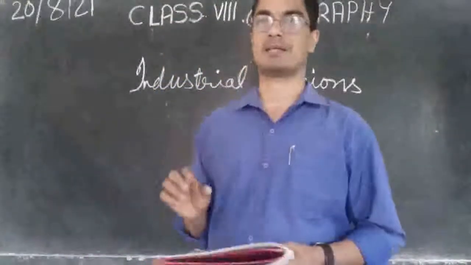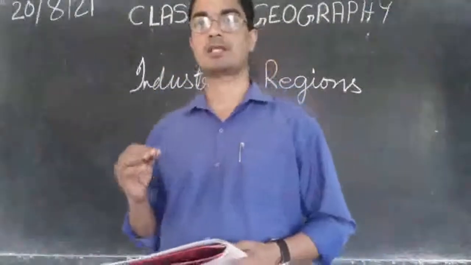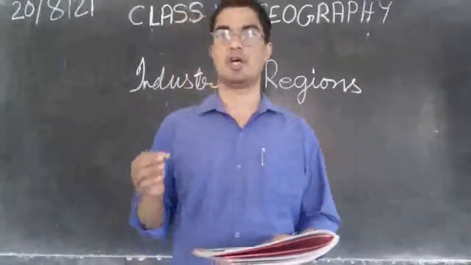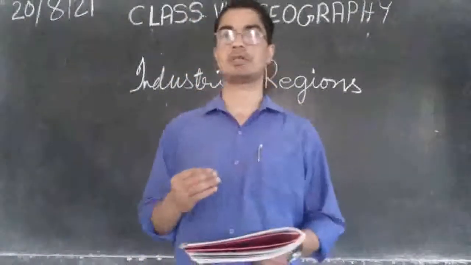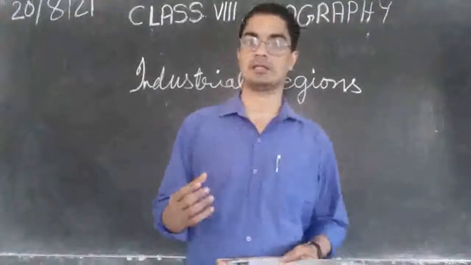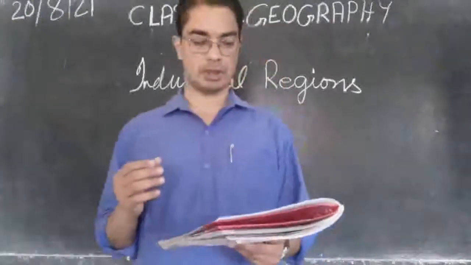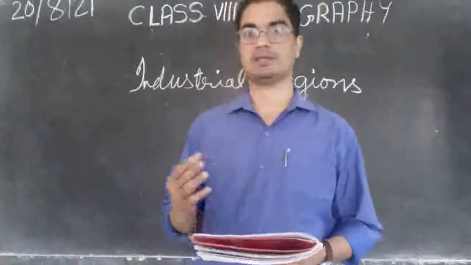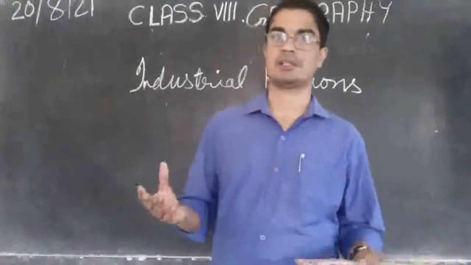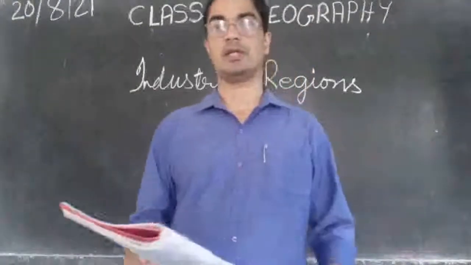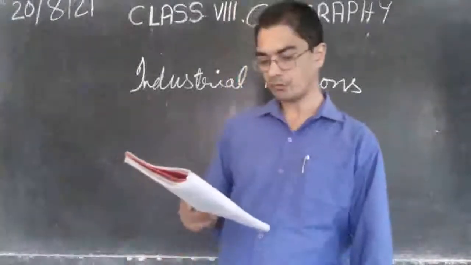Let us see some examples where people suffer because of industry. People have suffered, they have lost their life, they have lost their health, and so on. Let us see some of the industrial disasters. Disaster means the great tragedy that happened. In India also it happened.